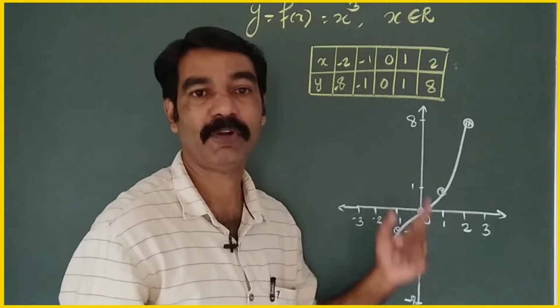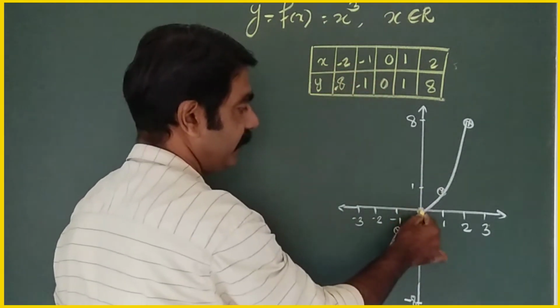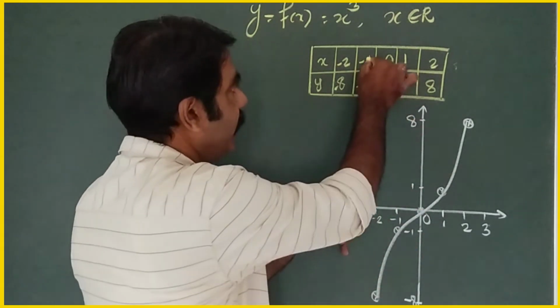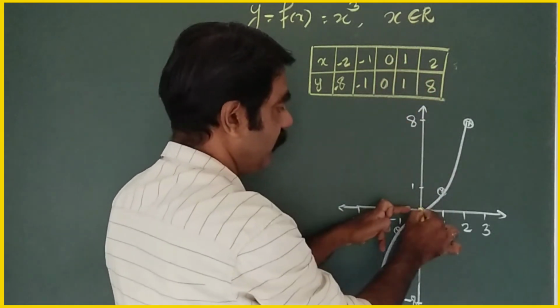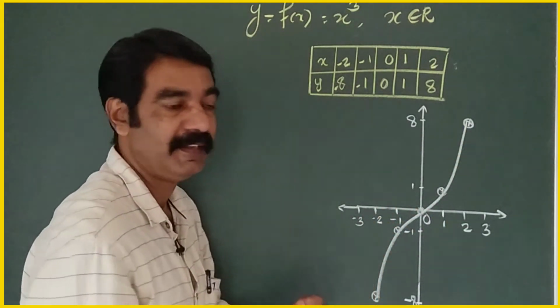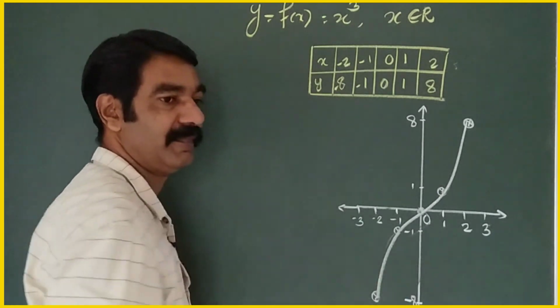Okay. Now plot these points on the graph paper. Which are the points? See, minus 2, minus 8. When x is minus 2, what is y? y is minus 8. So minus 2, minus 8. Minus 1, minus 1. See, minus 1, minus 1. Then 0, 0. This is 0, 0. 1, 1. And 2, 8. Plot all the points. Now just join all these points by a smooth curve. We get what?